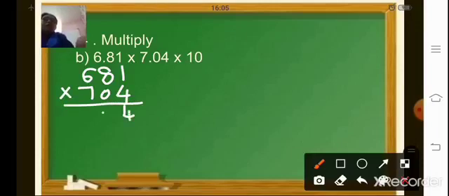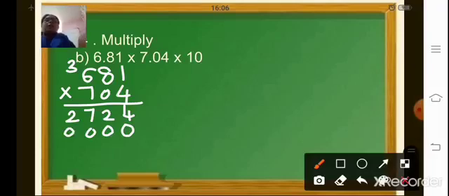Okay, so start multiplying. 4 ones are 4, 4 eights are 32, 3 carry over. 4 sixes are 24 plus 3, 27. Now this number 0 at the tens place, you can just skip this step or you can write 0 at all the places, because any number multiplied by 0 is always 0. Okay, so you can just skip this step.